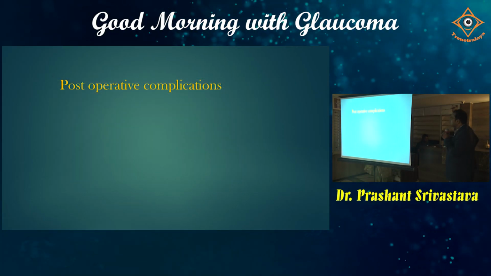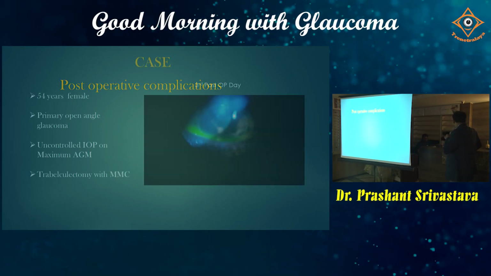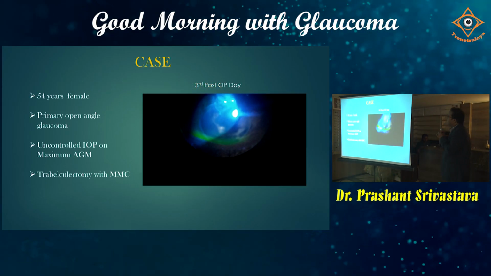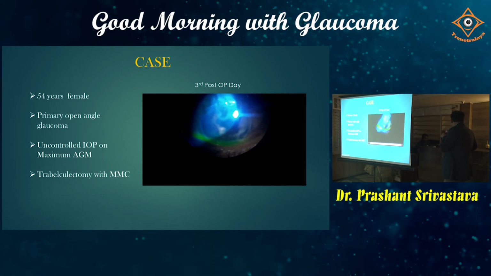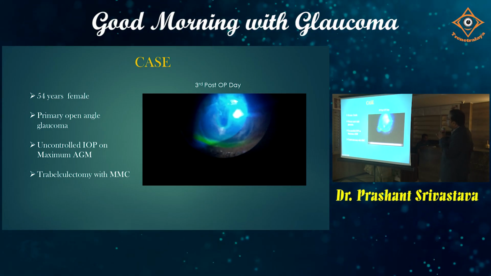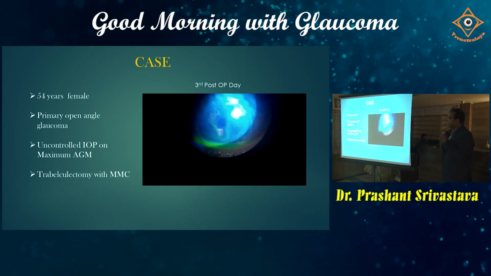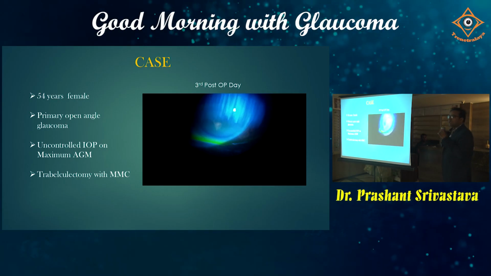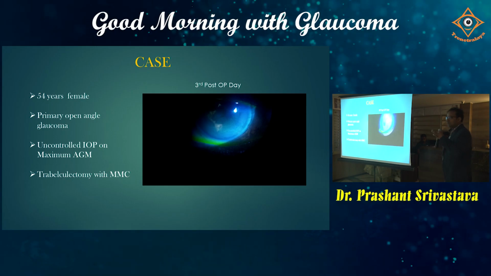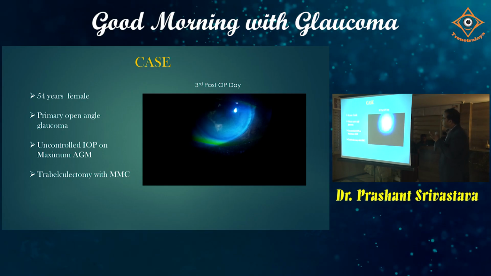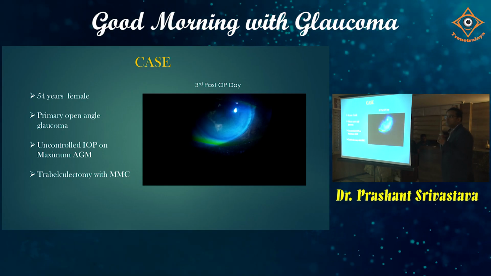I had a few more complications, but I cannot show them because of time. In post-op, we have bleb leak. This is a video where you can see the bleb leak over there. Generally, if you have a bleb leak, the first thing we do is patch the eye. Some people give Diamox for better healing. We patch the eye, call the patient the next day, and again observe whether the leak is present or not.